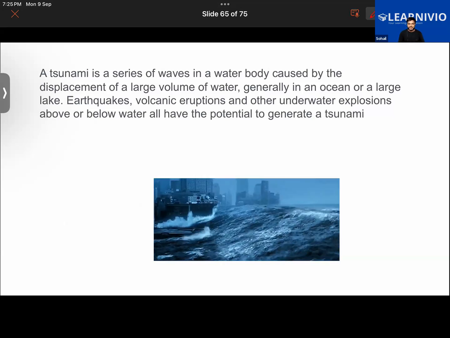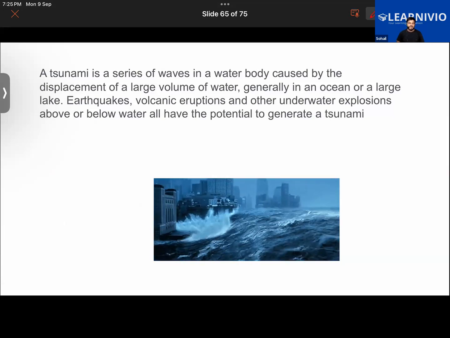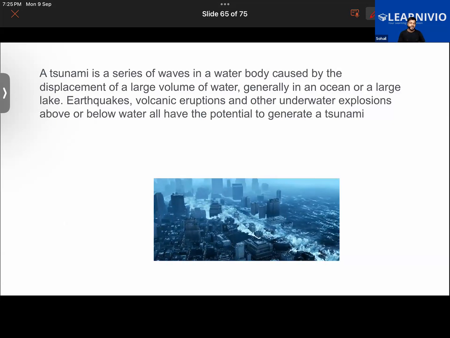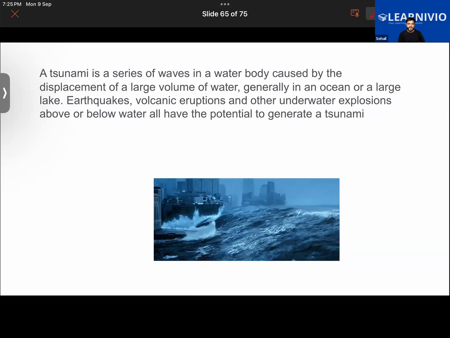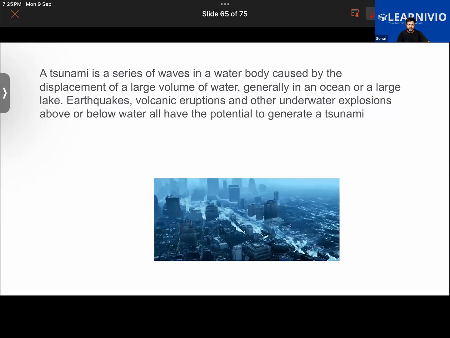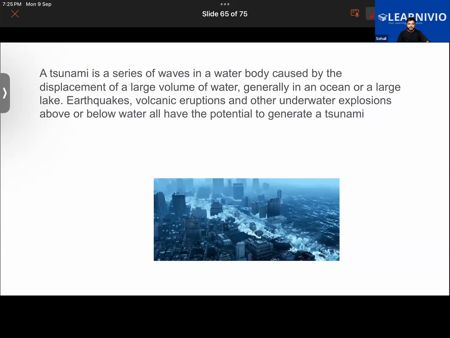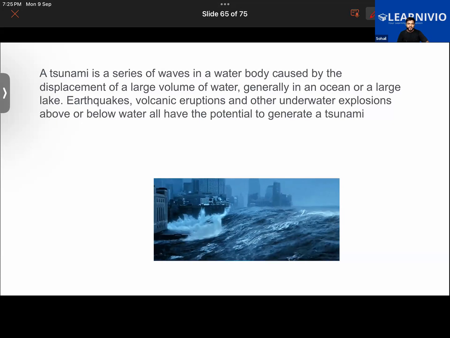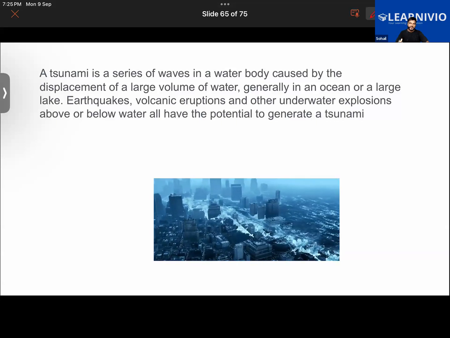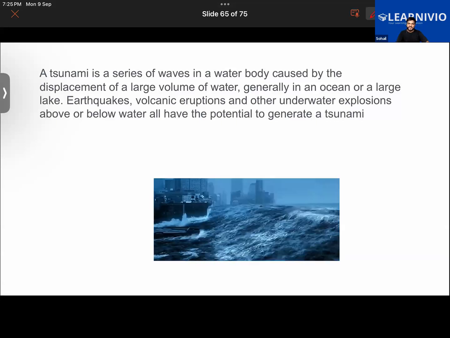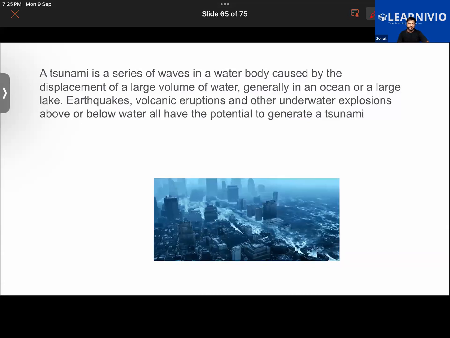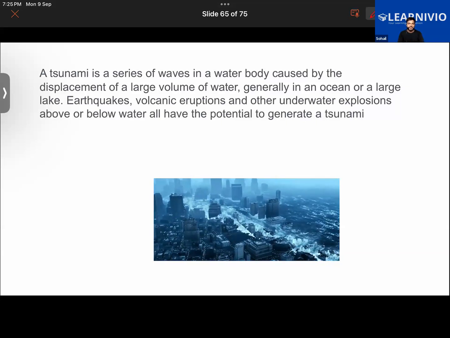Tsunami, as you can see in this video here, is a series of waves in a water body that is caused by displacement of a large volume of water. Generally, it occurs in an ocean or can occur sometimes in a large water body, like a large river also, not a lake usually. Earthquakes, volcanic eruptions, and other underwater explosions, like when there is a nuclear explosion carried out under the ocean, can bring a tsunami. So these activities have the potential to generate a tsunami.